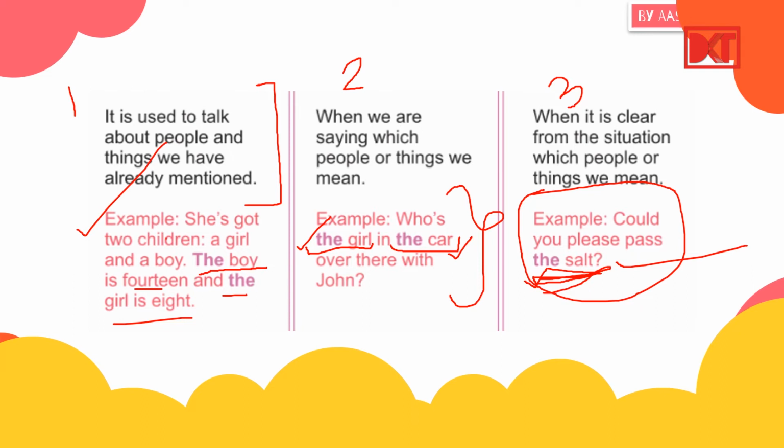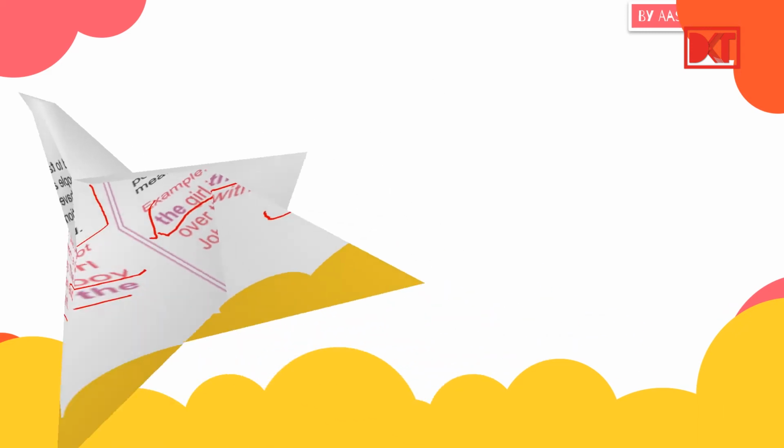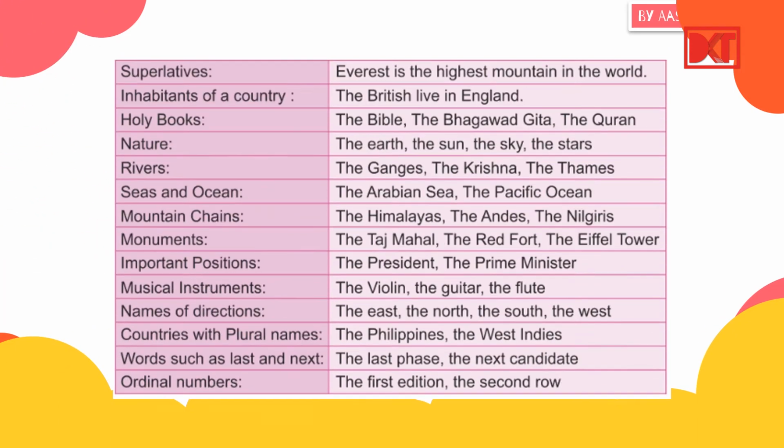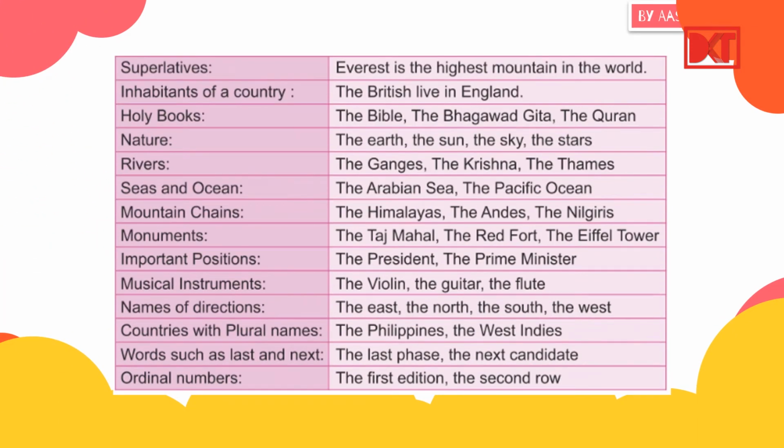Now next, okay, now when there are few more categories, कहाँ the use होता है. थोड़े एग्जाम्पल्स हैं आपको समझाने के लिए. जैसे you see, superlatives.